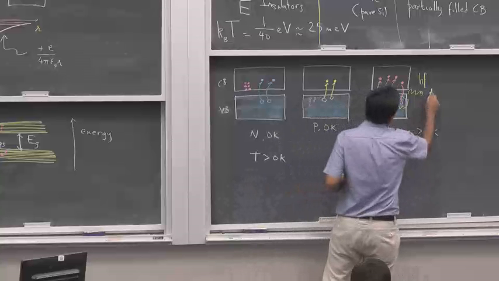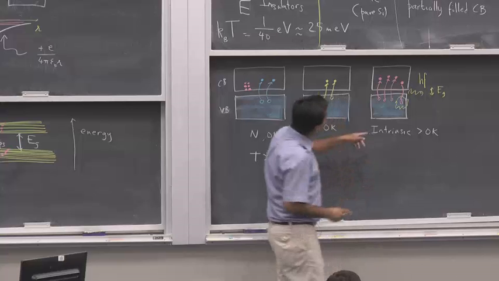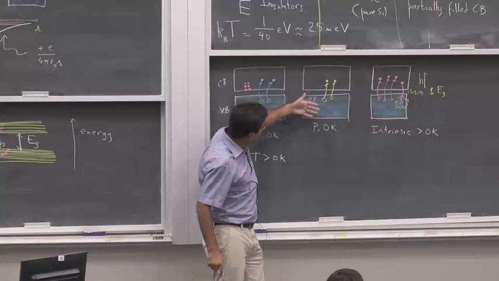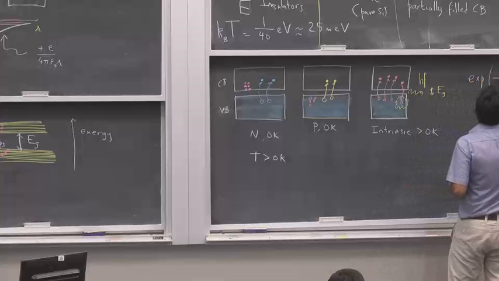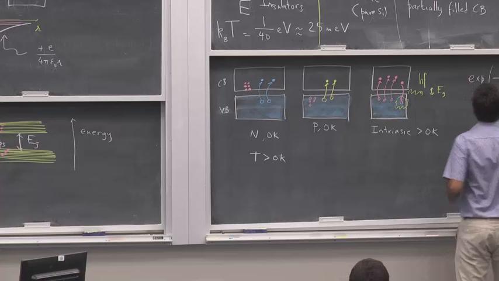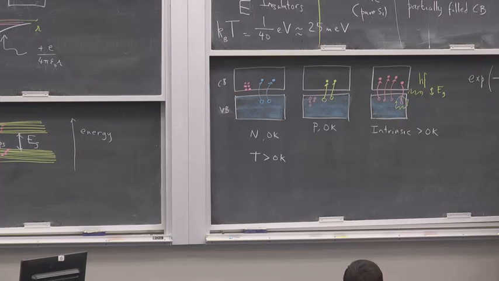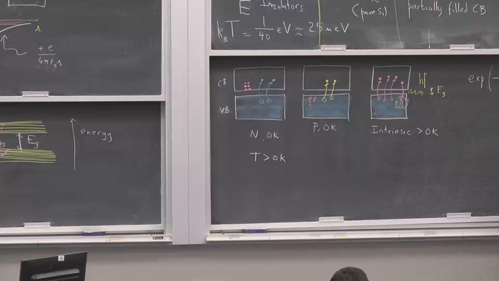Suppose that this gap is EG. The probability that an electron jumps from the valence band to the conduction band is given by a Boltzmann factor, which is exponent minus EG over kBT. If this gap is higher, then this probability is smaller. For an insulator, this gap is really high, so the probability that an electron from the valence band jumps to the conduction band is really small. So higher the gap, smaller will be this probability.